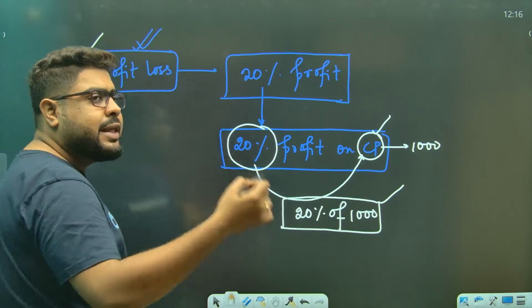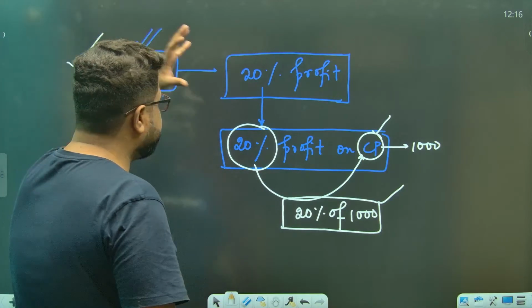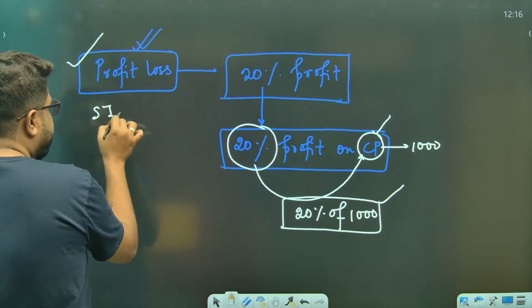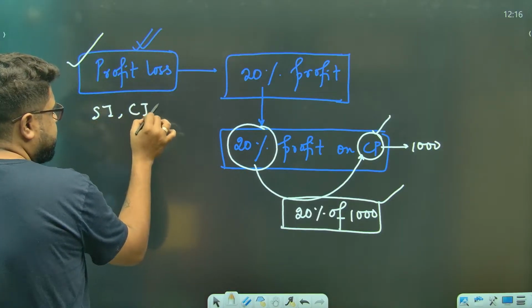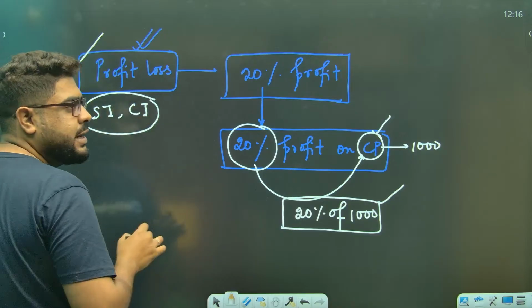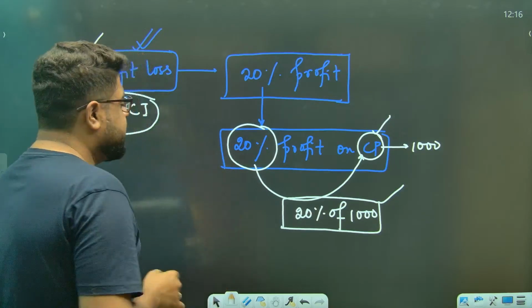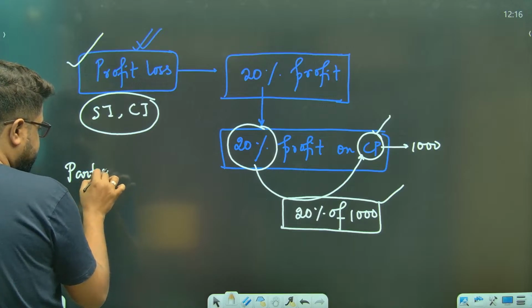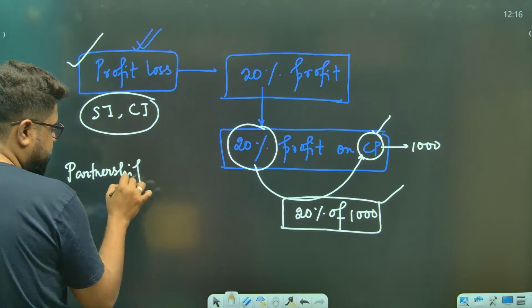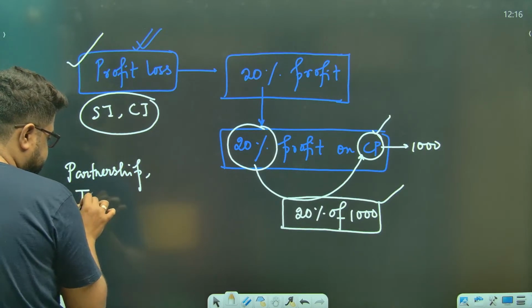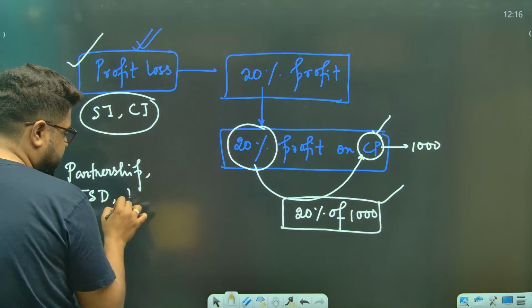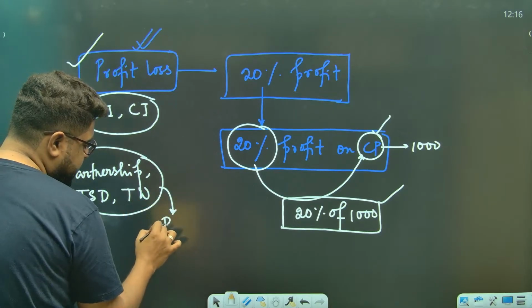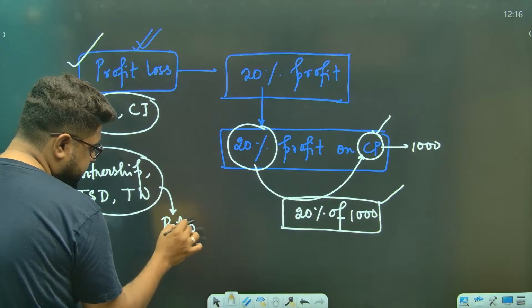There are multiple other chapters that are purely based on percentage. Simple interest is one such chapter. Compound interest is one such chapter, based mainly on percentage. Then the ratio based chapters: partnership is based mostly on ratio. Time, speed, distance is based on ratio. Time and work is also generally based on the ratio concept.